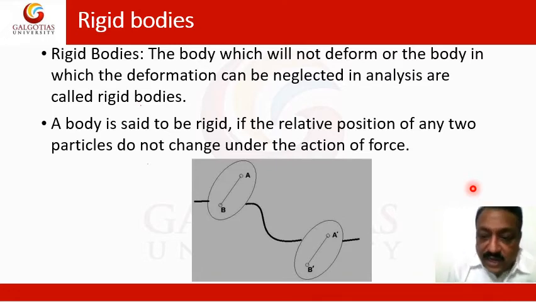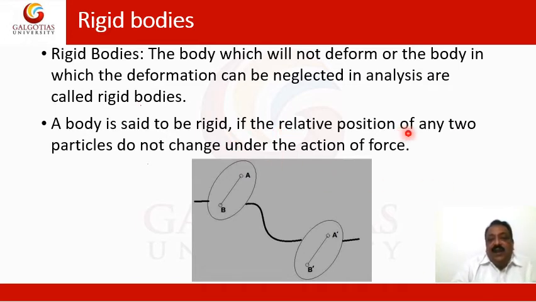The most important concept which we will be using in this course is the definition of a rigid body. A rigid body is a body which does not deform due to the action of force. The body which does not deform, or the body in which deformation can be neglected in analysis, is called a rigid body. And a body is said to be rigid if the relative position of any two particles does not change under the action of force.